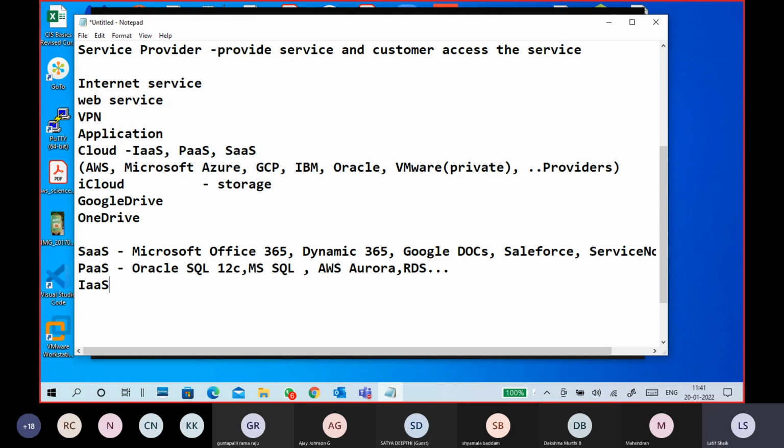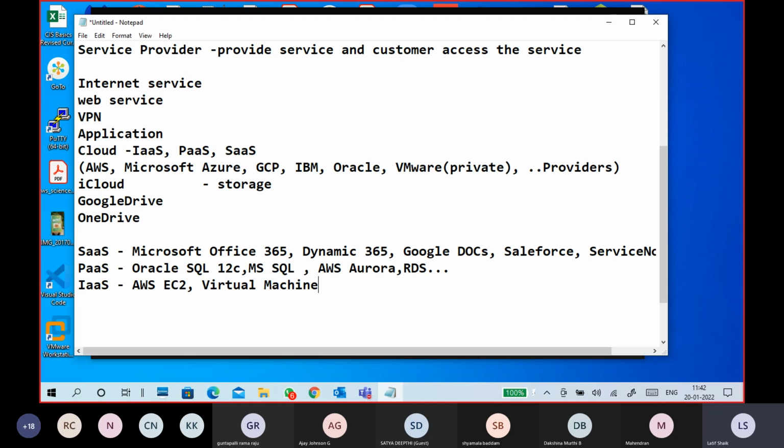Infrastructure as a service: AWS EC2 or Azure virtual machines. The best one is virtual machines. When you say you are using virtual machines, it means infrastructure as a service. For example, my PC has 4 GB RAM and the Windows 10 operating system, but I need a machine with 8 GB RAM and a Linux or Windows Server operating system.